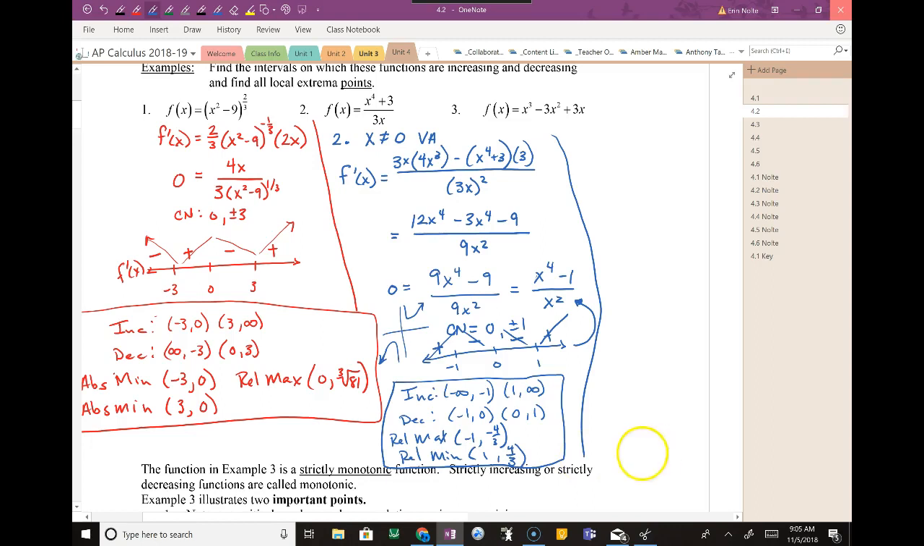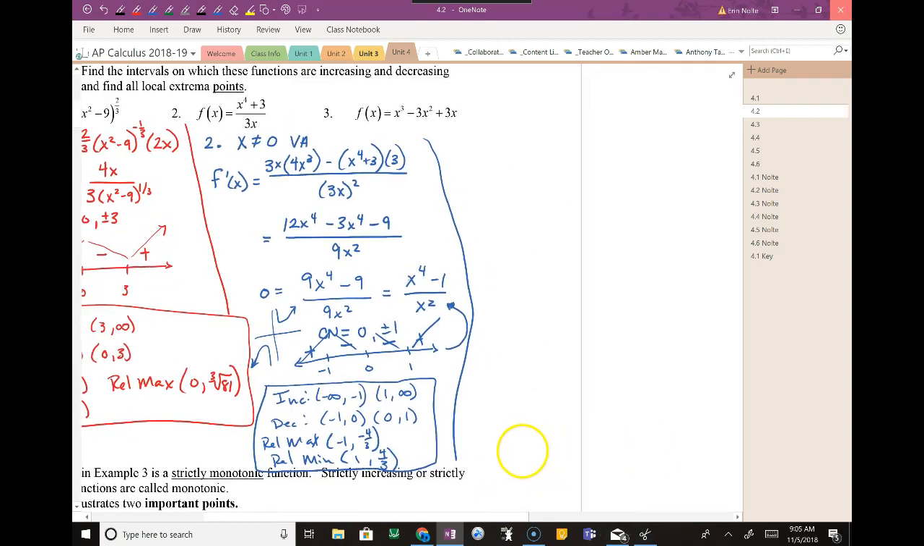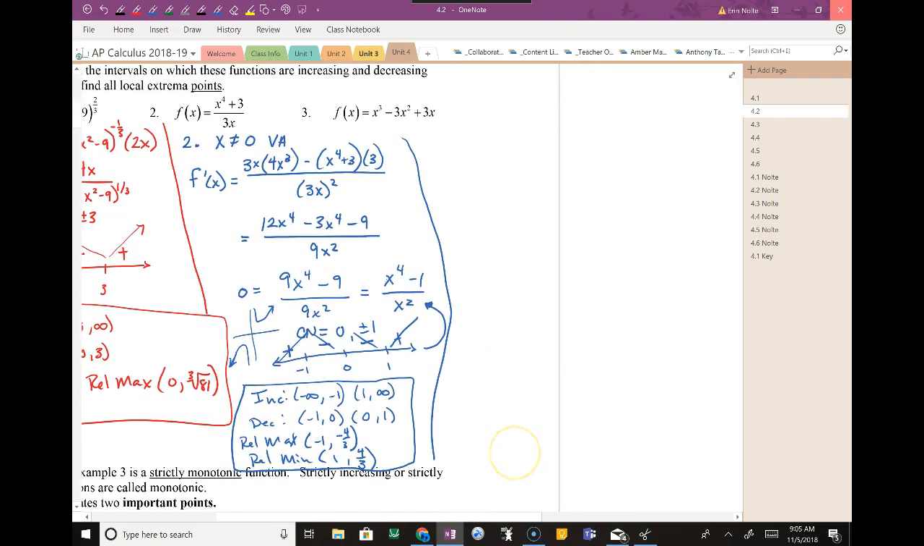Well, we only have 3 problems for examples, so that's good. Alright, let's do 3 and then we'll take a look at the assignment, okay?